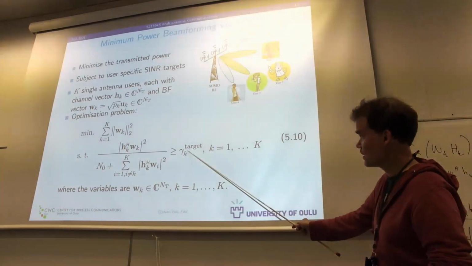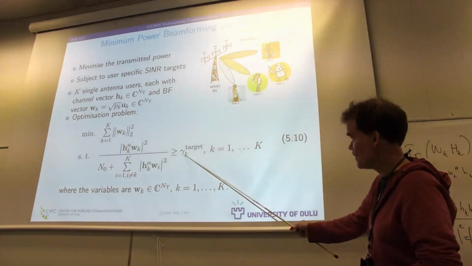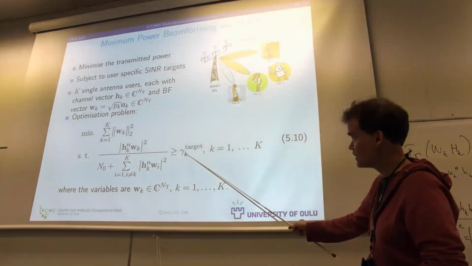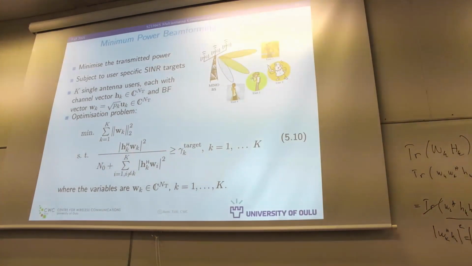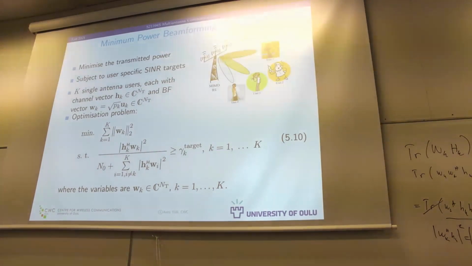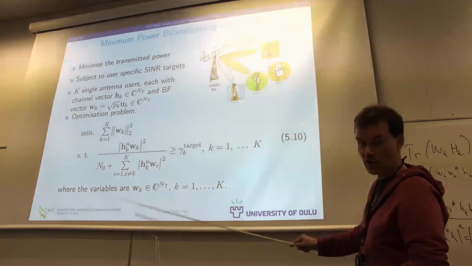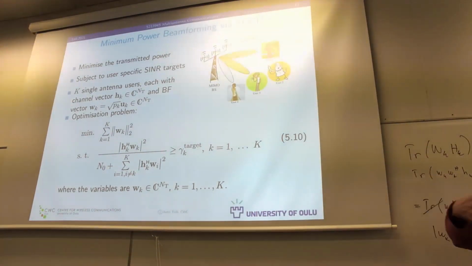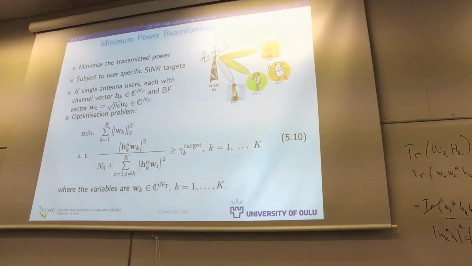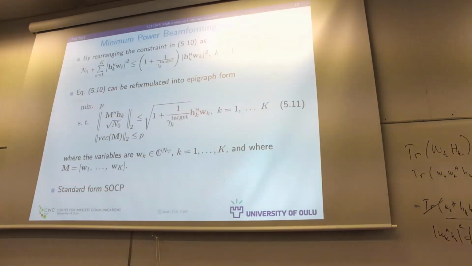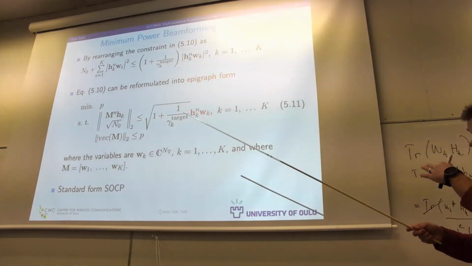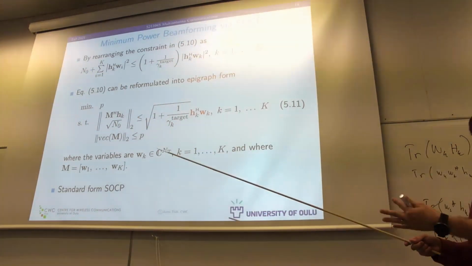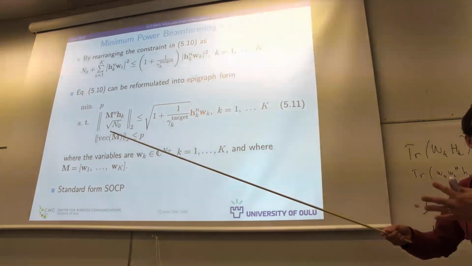We have a fixed SINR target for each user. These are the only constraints. We have just capital K constraints, and there's no power constraint that could couple across multiple users. Of course, the beamformers are coupling. The beamformers appear in every user's constraint, so the beamformers are coupled.